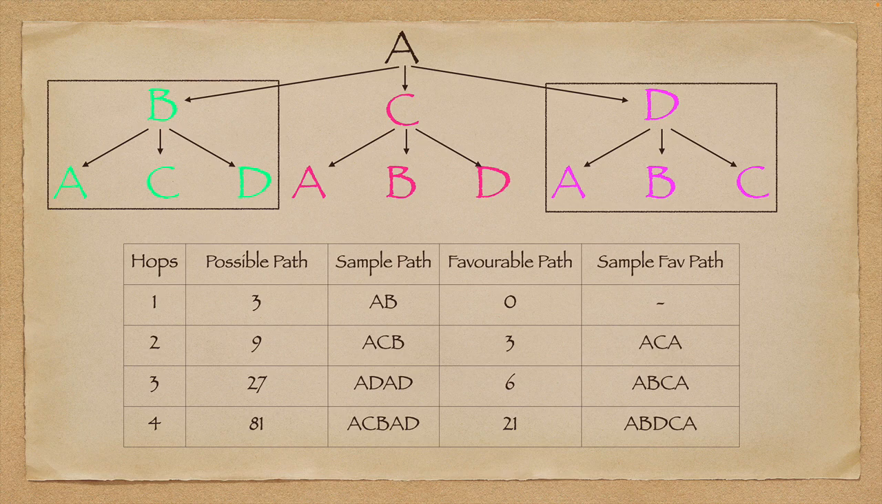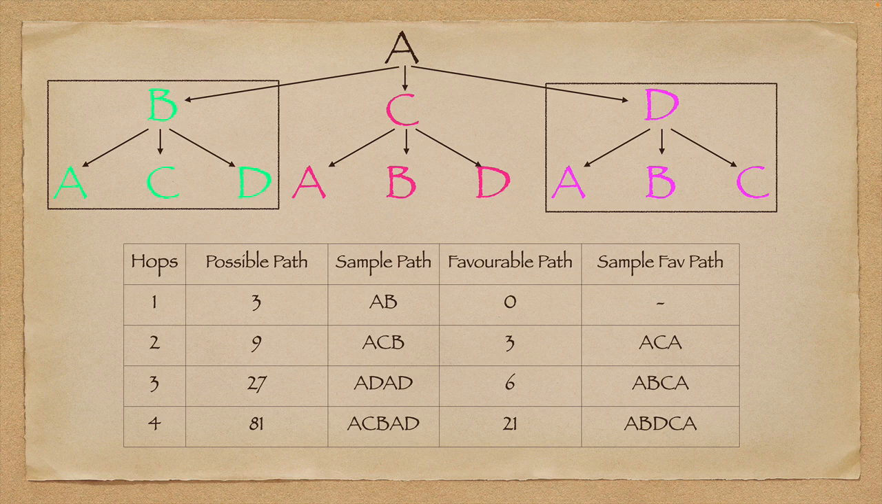So let's understand the same way. Favorable is when he ends up back in A. Now imagine jumping back to A after 1 hop. Favorable paths are 0. There's absolutely no chance of going back to A. But after 2 jumps, he can definitely get back. In a sense, it could be ABA, ACA, ADA, the 3 ways in which he can get back to A.